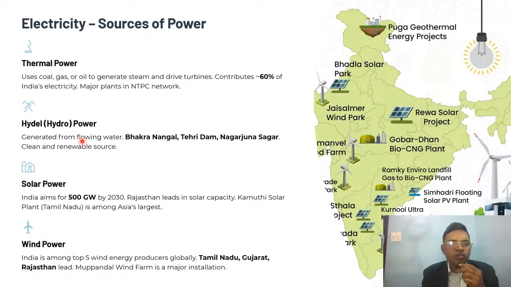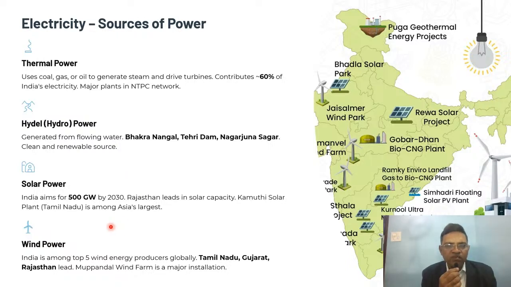Then hydropower. It is generated from flowing water. So hydropower means it comes from the water. The best examples are Bhakra Nangal, Tehri Dam, then Nagarjuna Sagar, through which we produce clean and renewable resources.